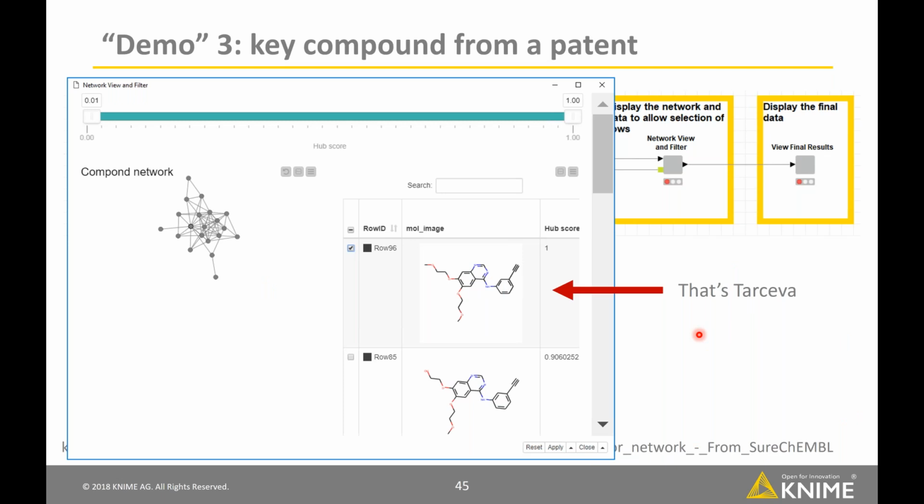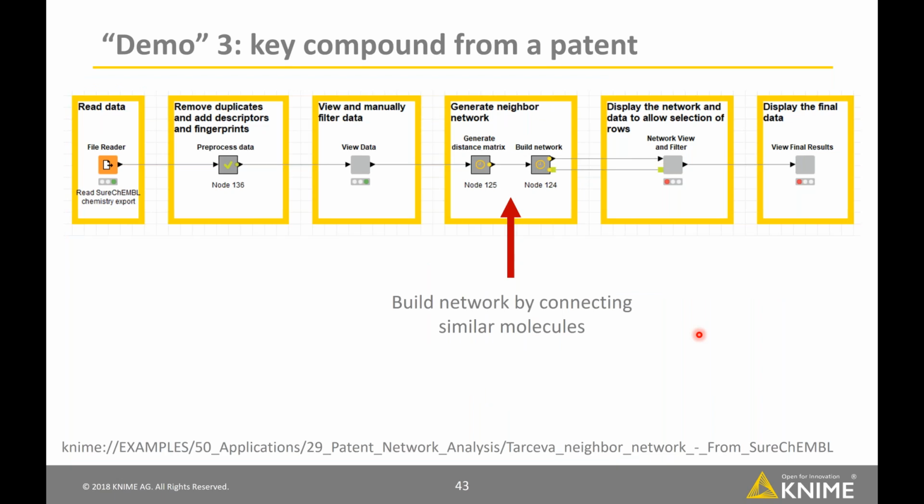So I showed you finding the scaffold for a set of compounds. I showed you doing chemical reaction enumeration, and I showed you identifying a key compound from a patent. All of these were taken from our public example server, so these are all some you can get to. Example server has a variety of different other examples in it, and we're continuously adding more as we develop them.